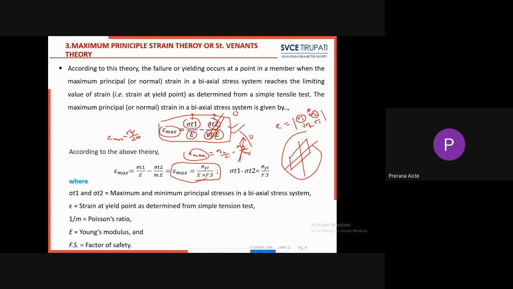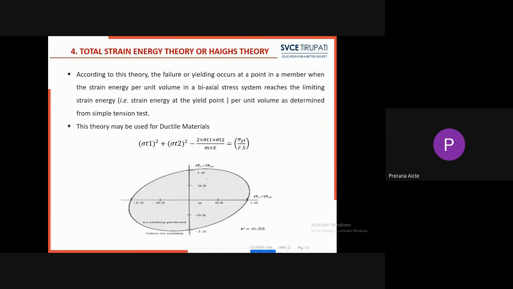Clear? Are you having any doubt in these three concepts? Just ask. I will give 2 minutes. If you're having any doubt in these three failure theories, just ask me. Make it fast. Please. Okay, good. Next, the fourth theory.